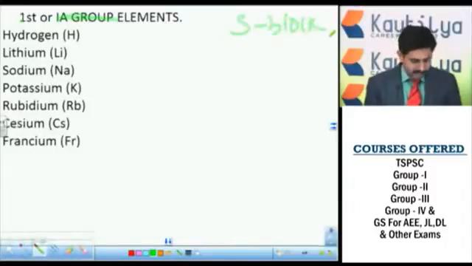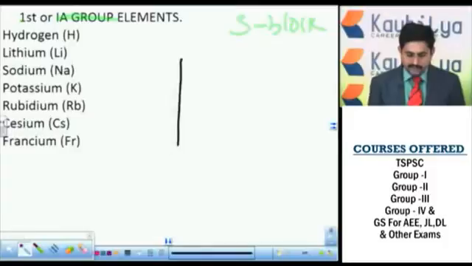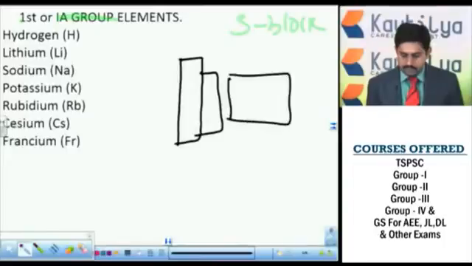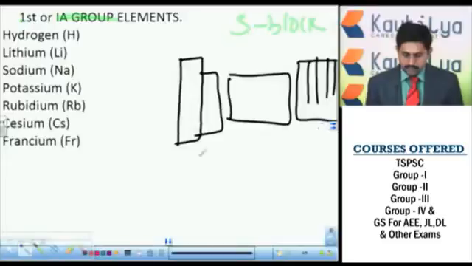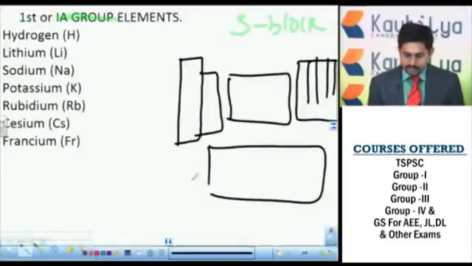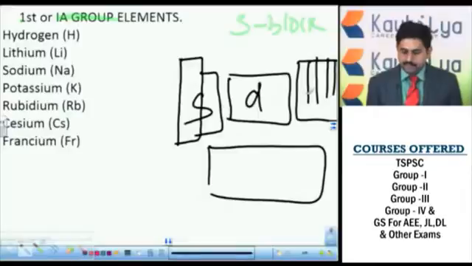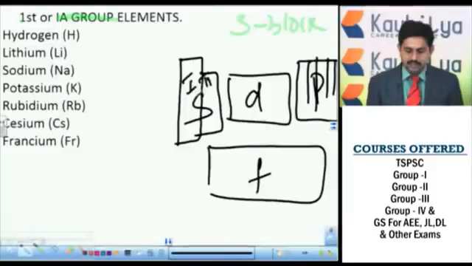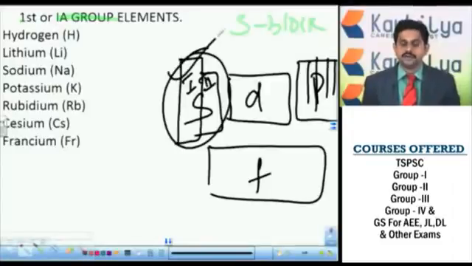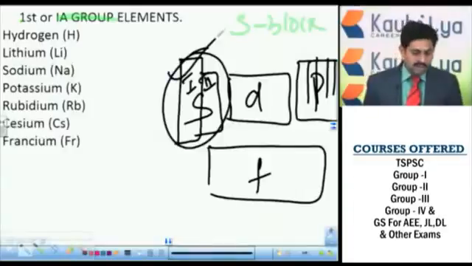See, in the periodic table, we have 4 blocks of elements. These two columns are called the S block, this is the D block, this is the P block, and this is the F block. This is the first group, this is the second group, and this is 3A, 3B, 4A, like this. So now we are discussing these S block elements. Within this, we are discussing the first group elements, also called the 1A group.